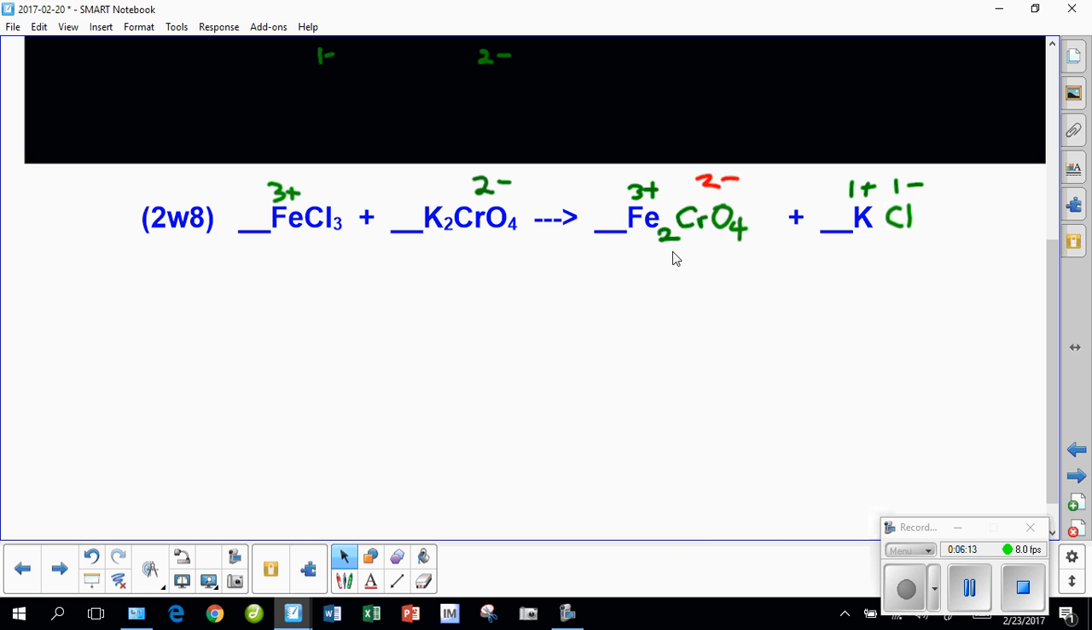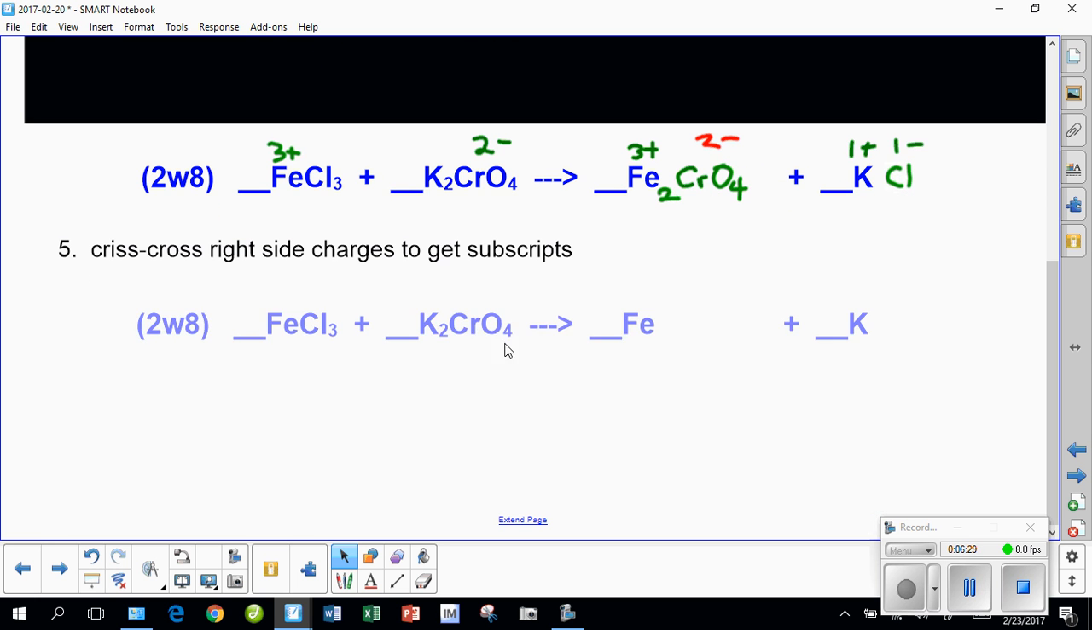And the chromate is going to be, well, we'll do that in the next one. Let's go ahead and crisscross the right sides, the charges that we just figured out. And so let's put in the equation again down here. We know that potassium's a 1 plus, chromate's a 2 minus, iron's a 3 plus, and chloride is a 1 minus. So over here, the iron is still 3 plus, the potassium is still 1 plus, and now we're going to put in our chromate and our chloride.